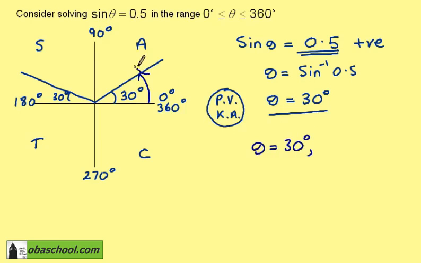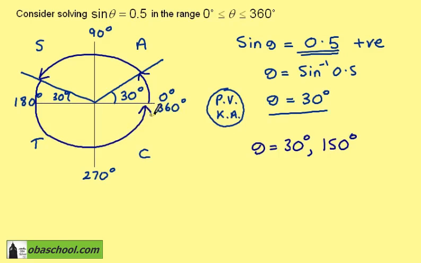We then continue around until we meet our next solution. This is at 30 degrees before we get to 180 degrees, and therefore is 150 degrees. We then need to continue around until we get to 360 degrees, since we're looking for answers in the range from 0 to 360. So we've found these two solutions in the range from theta is 0 to 360.